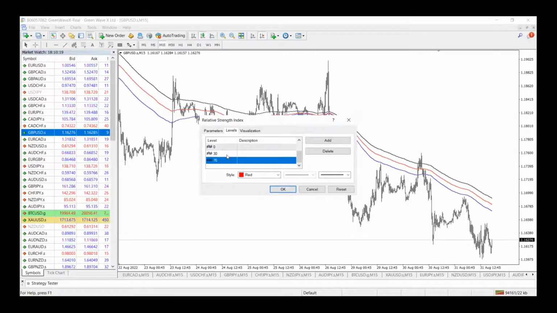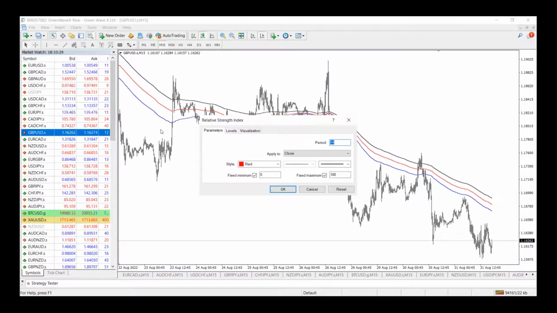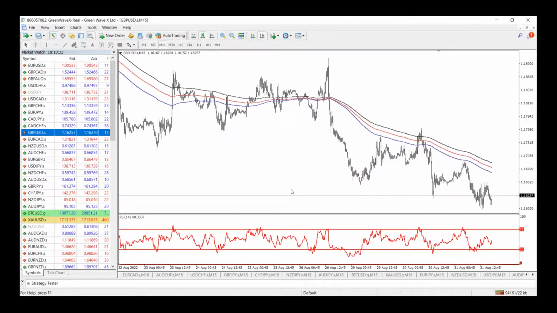But because I already have them, I can just delete these ones. So I have 0, 30, 70. And then I want it to be a bit thick. That's why I chose the second line. And I think that's all, right? Okay, so this is my RSI here.